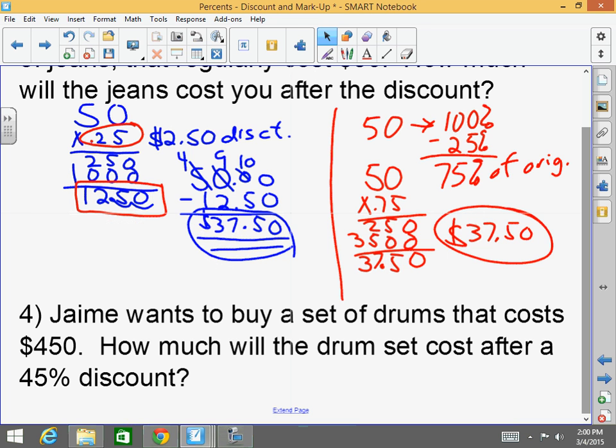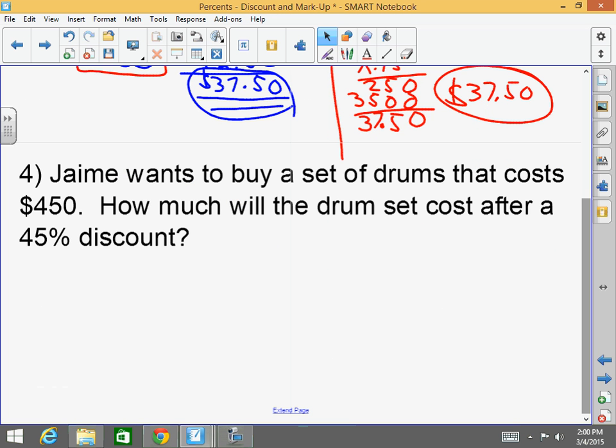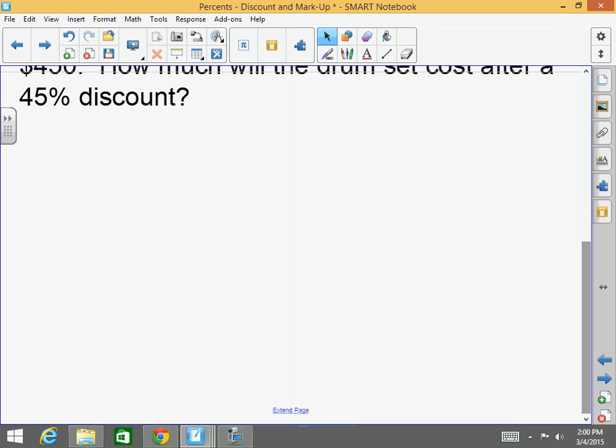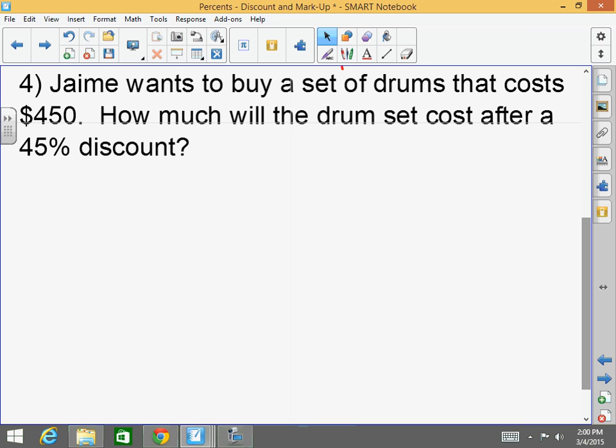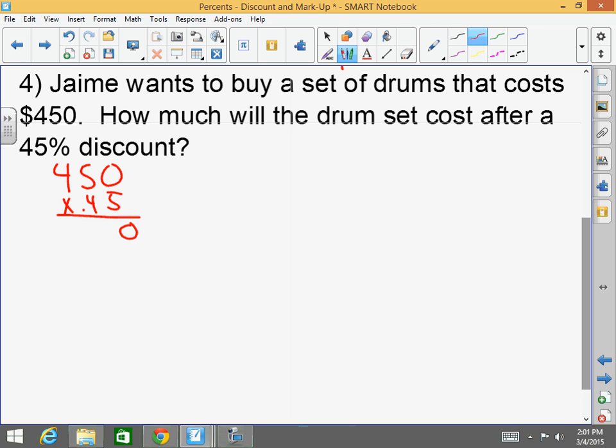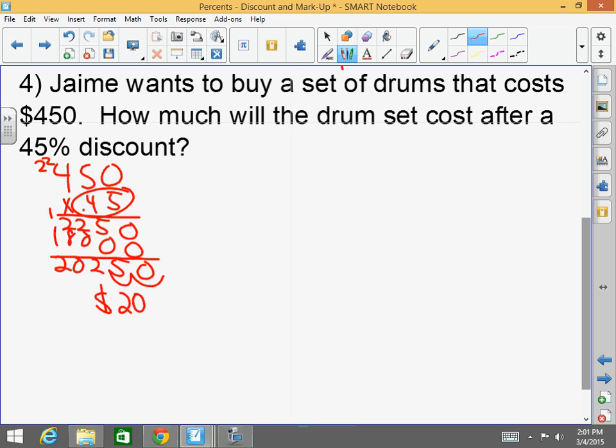Okay, Jamie wants to buy a set of drums that cost $450. How much will the drum set cost after a 45% discount? Okay, this should be easy by now, hopefully. You have $450 times 0.45, which is the discount. 5 times 5 is 25, skip a space, 0, that's 16 and 2 is 18. I've got 2 decimals, so I got to go 1, 2. So guys, you're going to save $202.50. That is my discount.